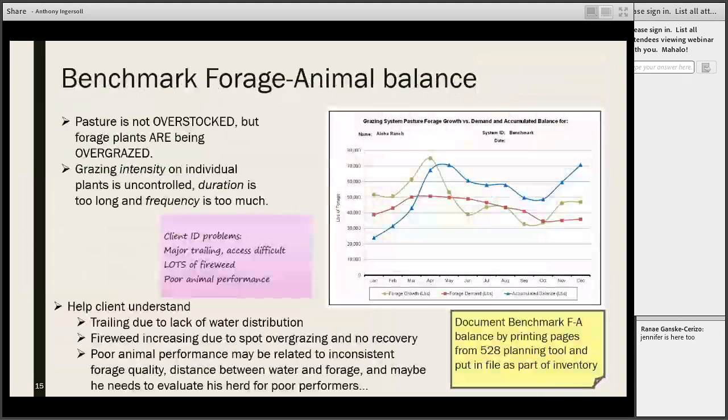So with that, coming back to our results of our benchmark forage animal balance analysis, we concluded that the pasture is not overstocked, but we recognize that we do have forage plants that are being overgrazed based on the evidence we saw in the field.